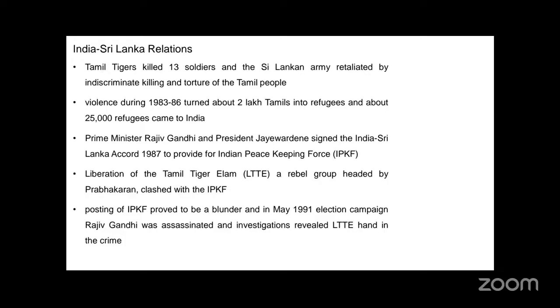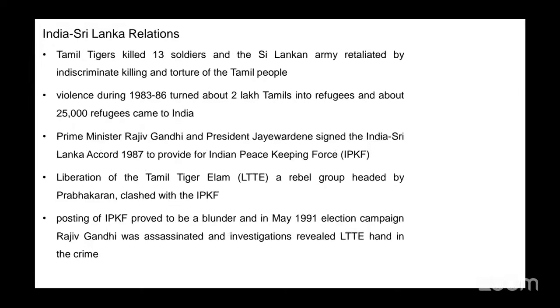The IPKF proved to be a blunder, and during the May 1991 election campaign, Rajiv Gandhi was assassinated, and investigations revealed that the LTTE's hand was in the crime. So India had been fighting against its own earlier citizens in a foreign land. The LTTE is said to have assassinated Prime Minister Rajiv Gandhi in 1991 during an election campaign that had been happening.